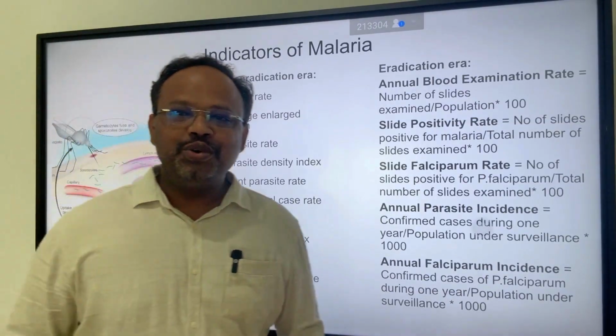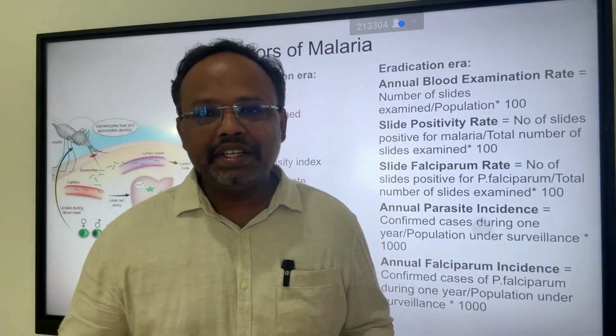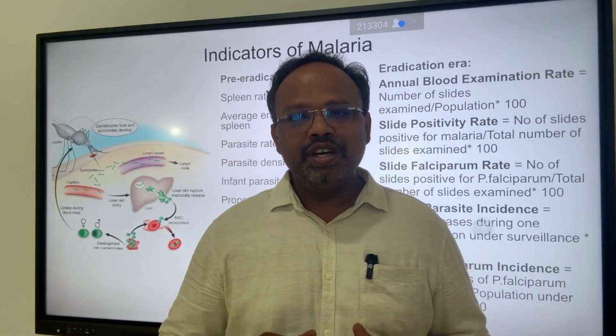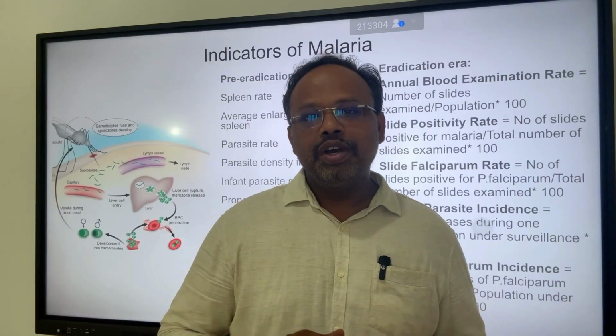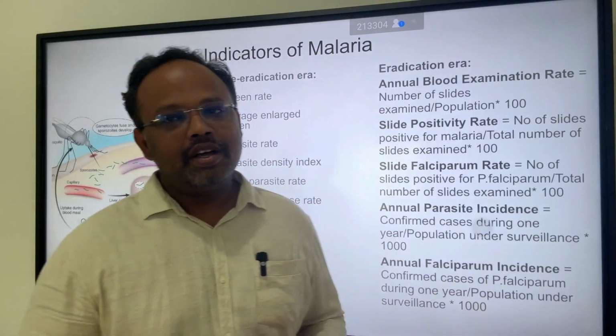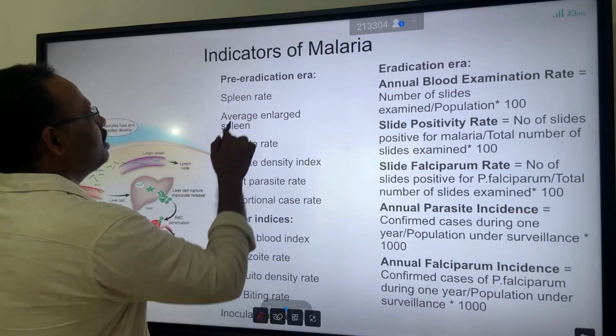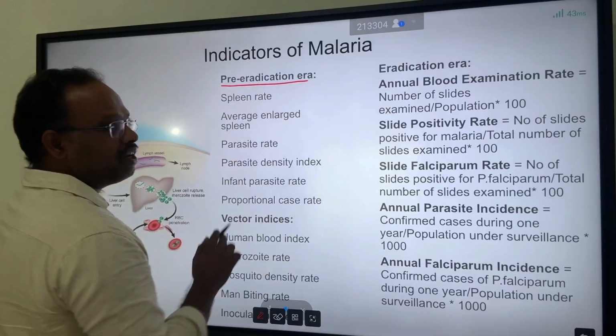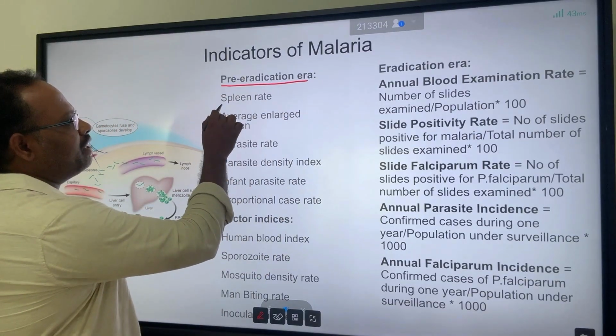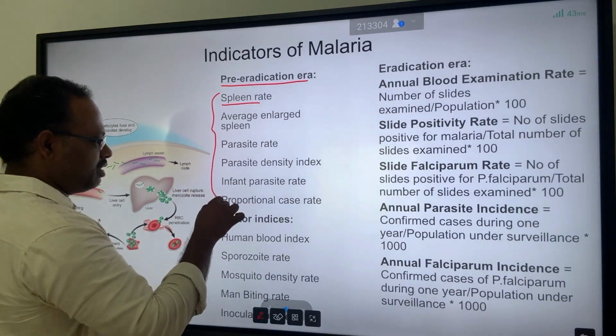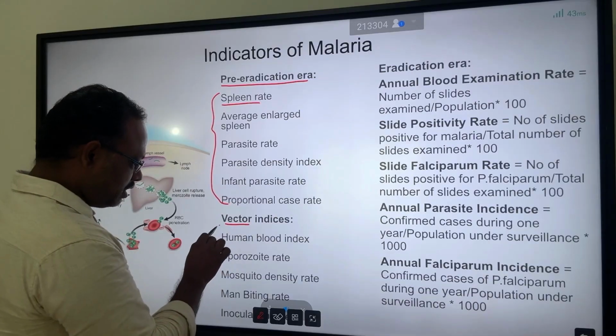Hello all, in this video we are going to discuss the indicators of malaria. In the previous video we have seen indicators of filaria. Now we are going to see the indicators of malaria. We have many indicators, that is, during the pre-eradication era we used spleen rate, and there are certain vector indices that are given here.